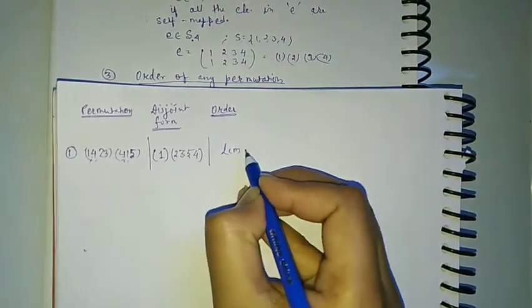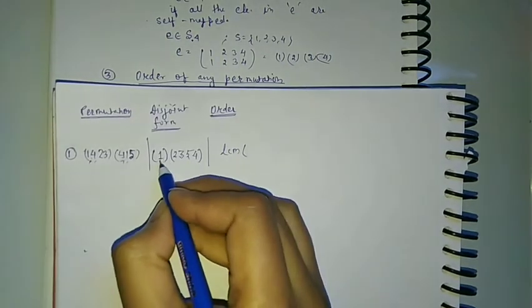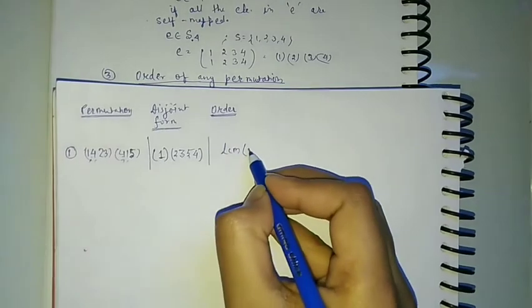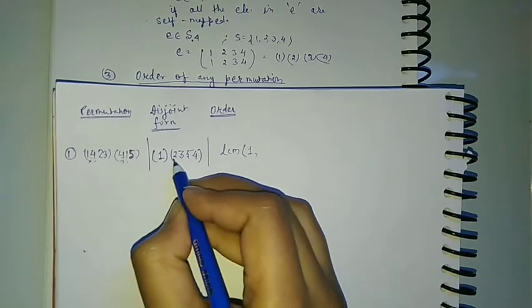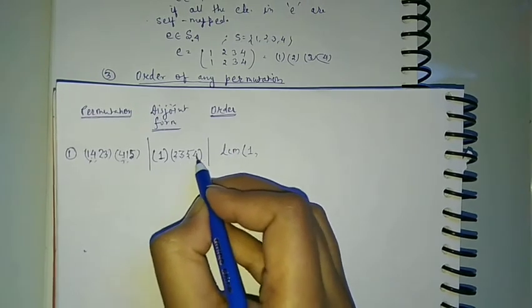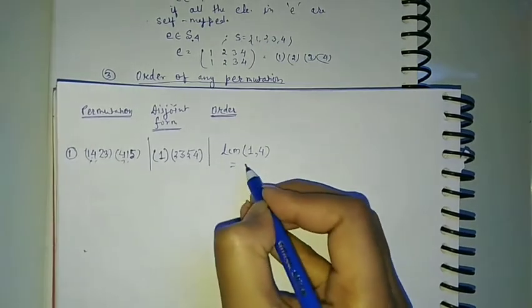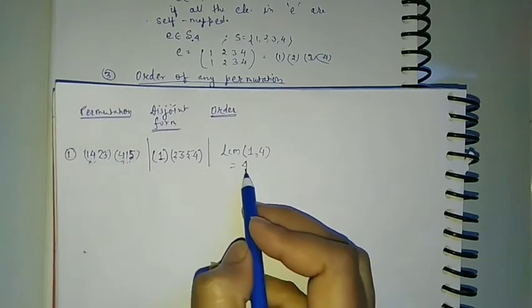So the formula is LCM of the length of each individual cycle. The length of this first cycle is 1 because there is one element. And the length of this cycle is 4 because there are 4 elements: 1, 2, 3, 4. So LCM of 1 and 4 is equal to 4. So the order of this cycle is 4.